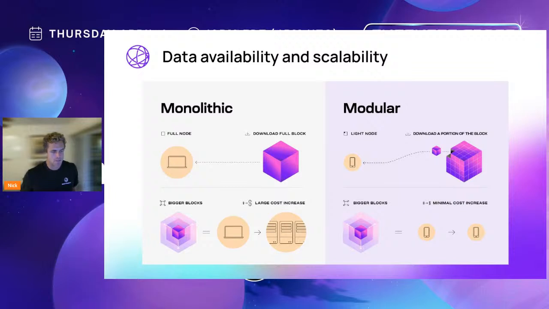And again, the core concept here is that now, instead of running a full node where we have to download the full block, you can run a light node which just downloads a very small portion of it, and you get essentially the same security. And so you can run a light node even on a phone. We actually do have an Android phone on which I run a light node. So it's really, really light.